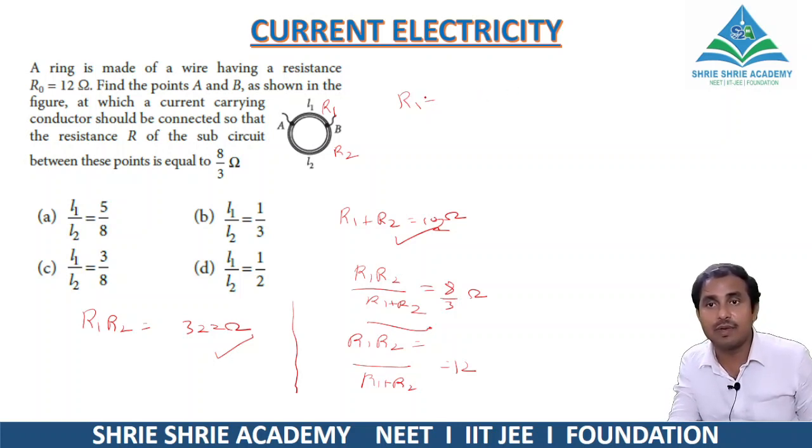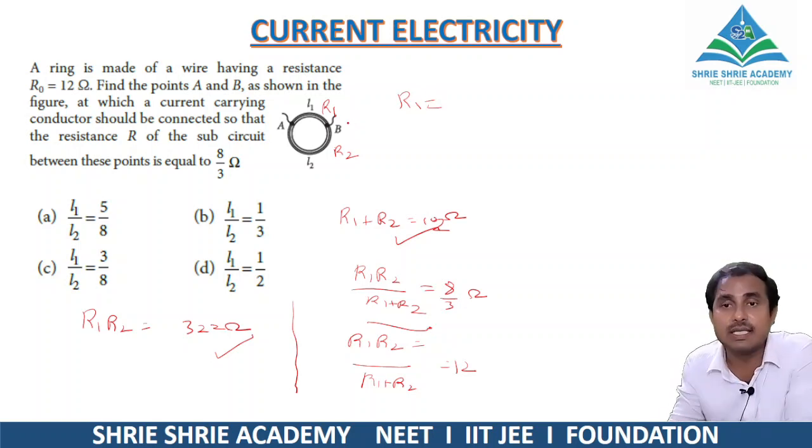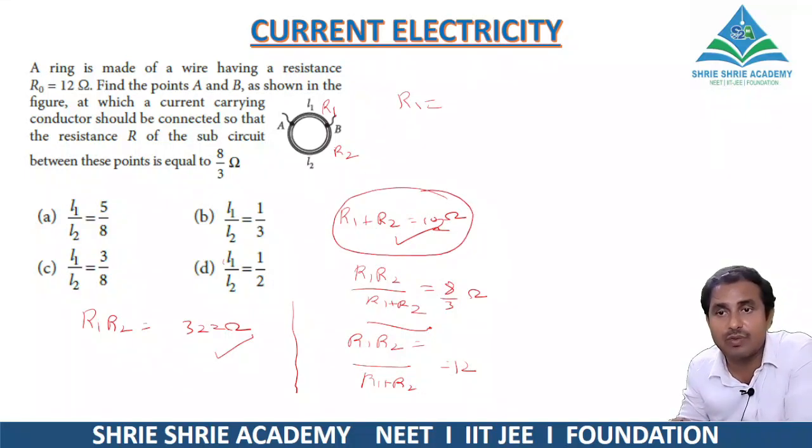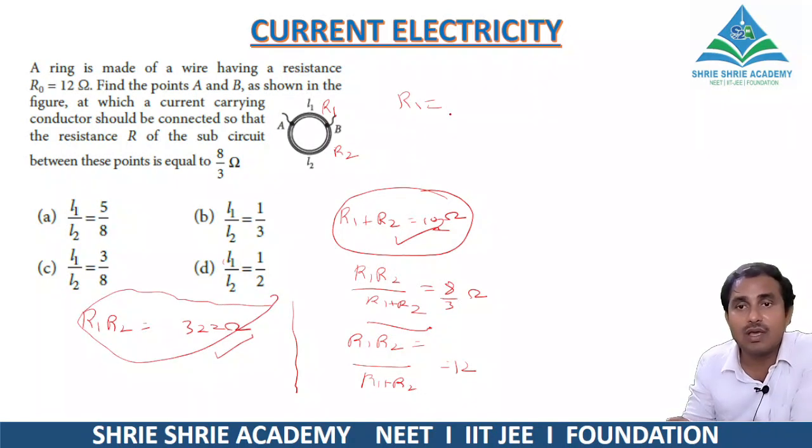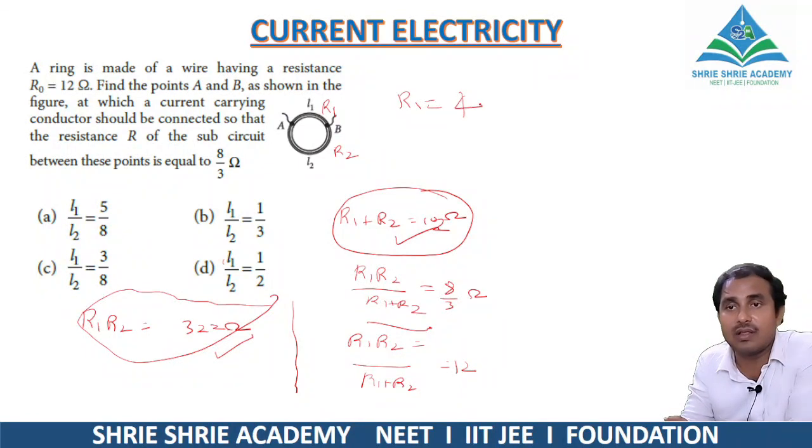The reason is very simple, because a bigger length will have a bigger resistance. If you want to find the answer, the sum of those two numbers should be 12 and the product of those two numbers is 32. So you get the 4 and 8 combination. R1 is small because length is small, and R2 is big, that is 8 ohm.